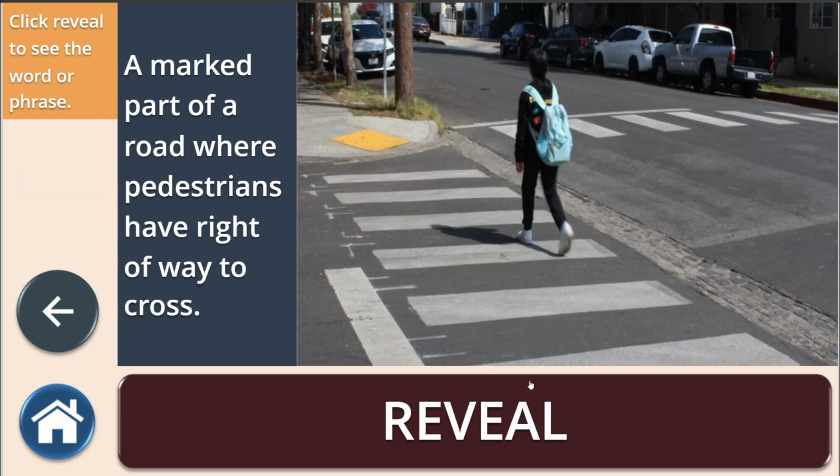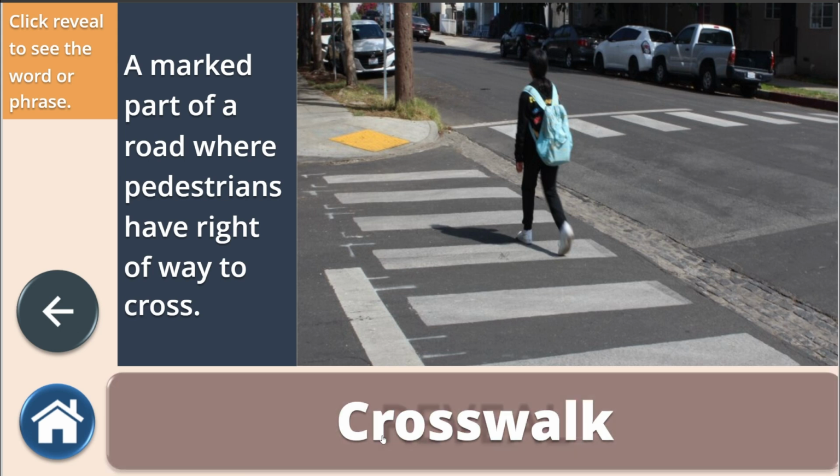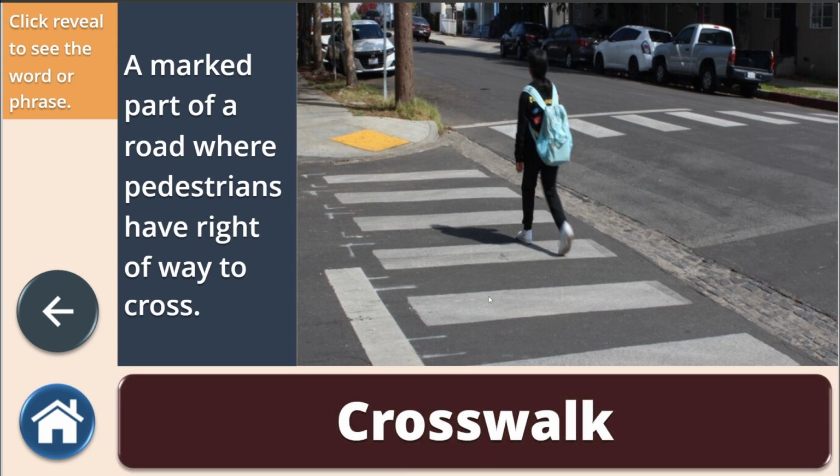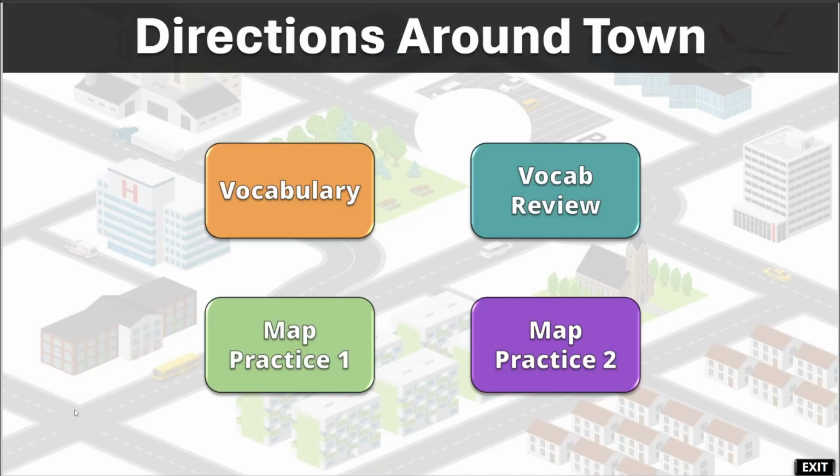Finally, we see a marked part of a road where pedestrians have the right of way to cross. And this is called a crosswalk. So if there are these lines painted in the middle of the road, that's a crosswalk, and you always need to stop for pedestrians, or people walking.